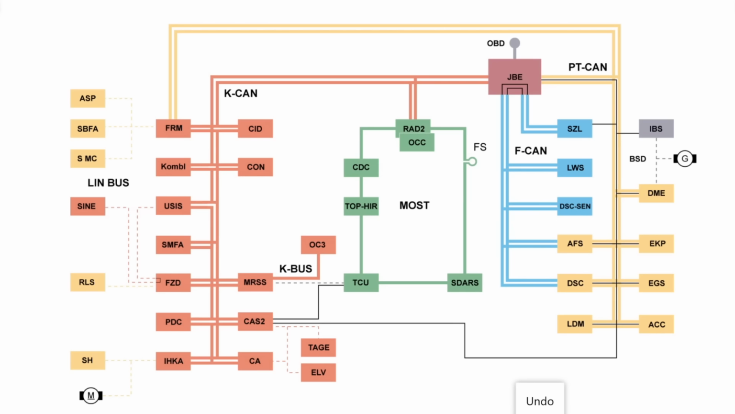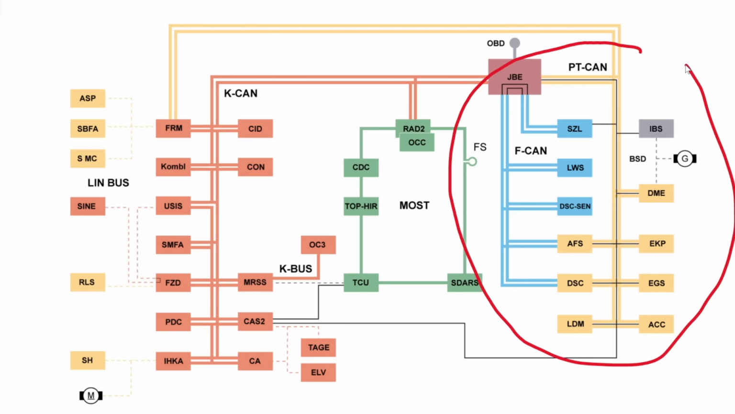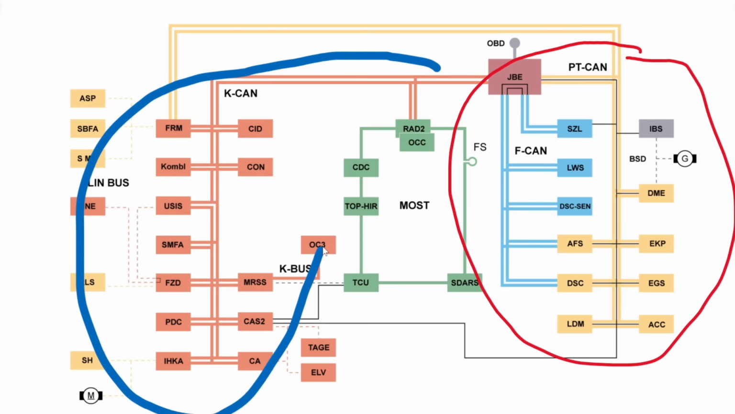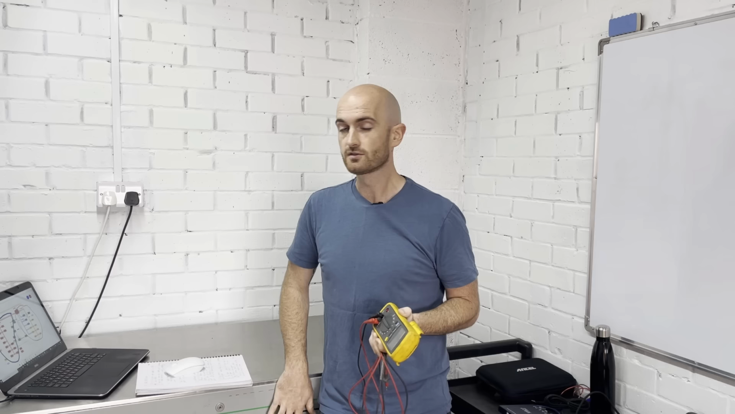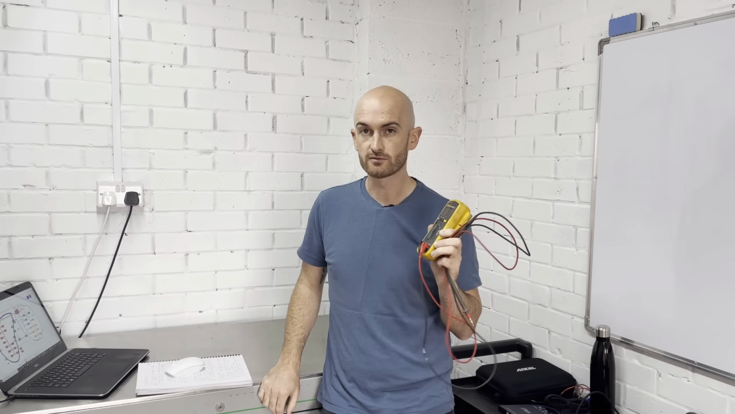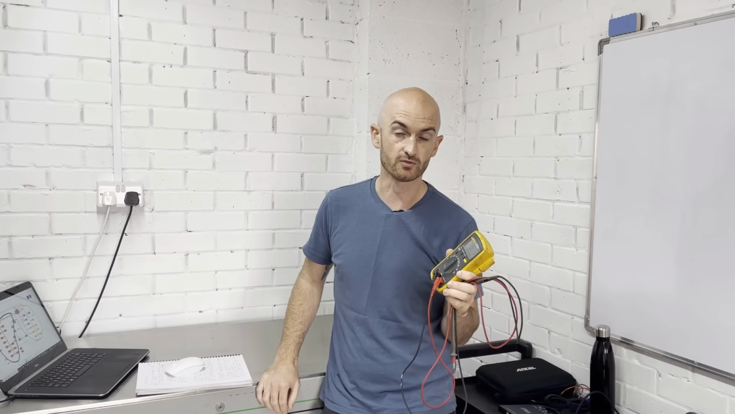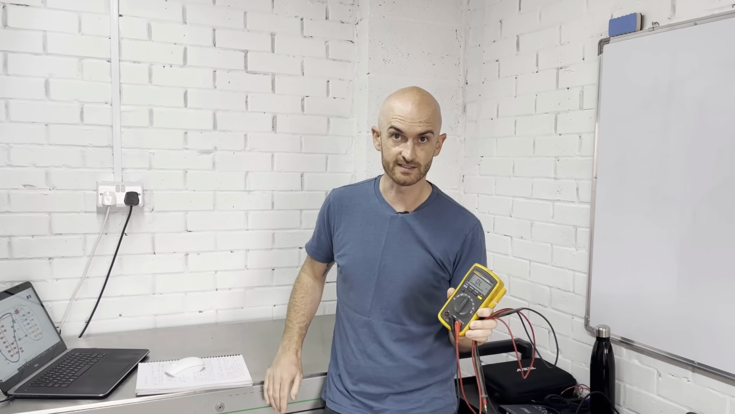On this car here, two of the networks are high-speed networks: the chassis CAN and the powertrain CAN. However, the body CAN is not a high-speed network. That is a low-speed network. The green one here is actually MOST bus. It's not CAN at all. It's quite different. So if you've got a low-speed network, then that resistance check, looking for the 60 ohms, doesn't work. It's not a valid test for that.